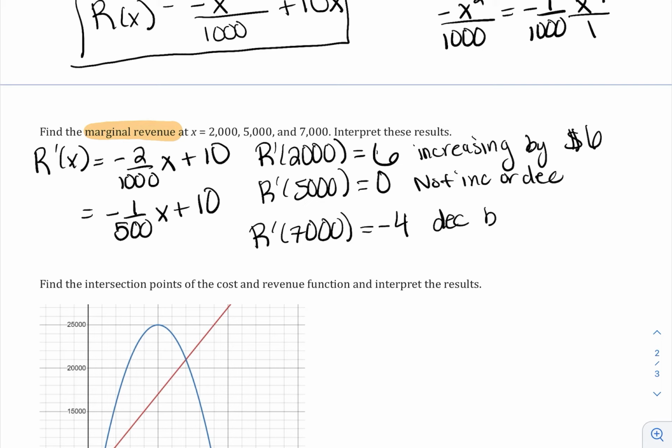So that's bad. You don't want your revenue to be decreasing. So at 7,000 headphones, you might be making too many headphones. Perhaps you're making too many that are selling. All right. We're going to see in the next one a visual of what's happening in the revenue function. But this is bad. So 2,000 was good because you're increasing. 0 is not so great. You're neither decreasing nor increasing. And then at 7,000 headphones, you're starting to decrease your revenue. So something pretty bad is happening here.